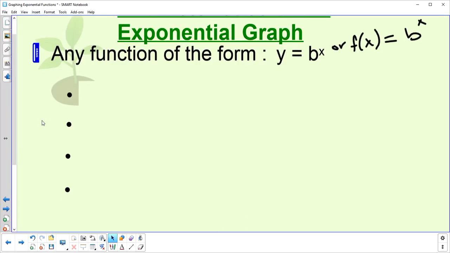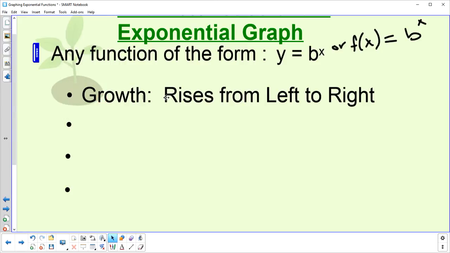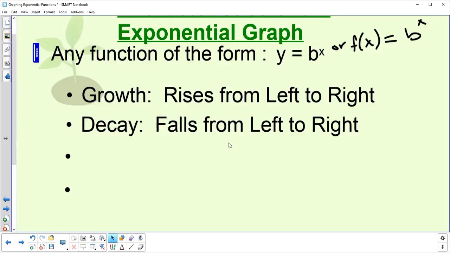Now, we've talked about growth and decay exponential functions. So a growth function graph is always going to rise from left to right. A decay function graph is always going to fall from left to right. And they're going to start out really gradual, and then it's going to get pretty steep. So that would be an example of a growth function. Whereas a decay is falling from left to right, so it's going to be really steep falling and then kind of start to level out.